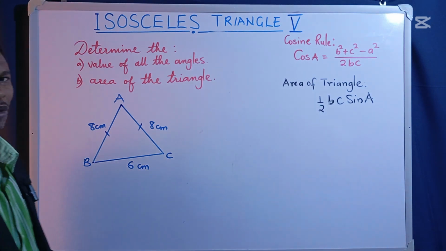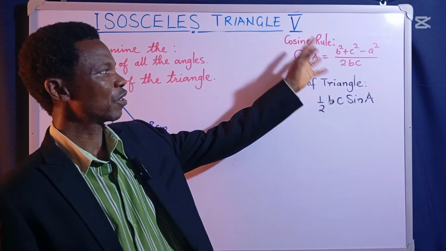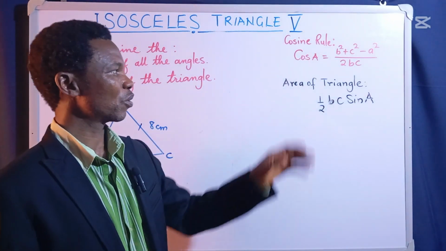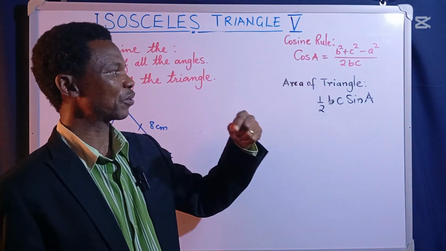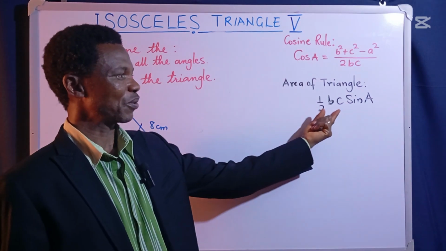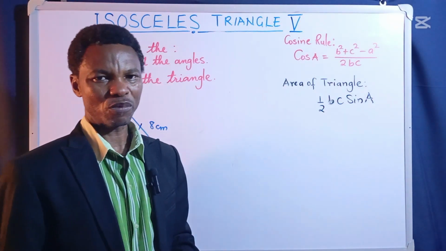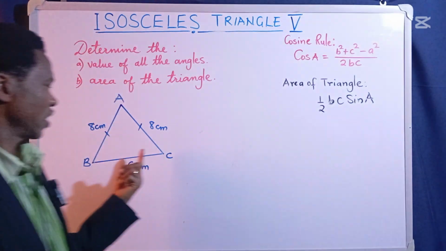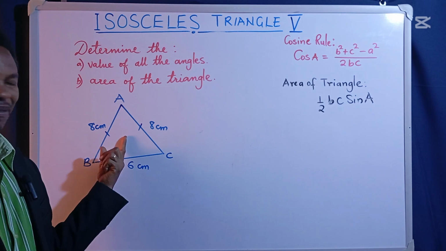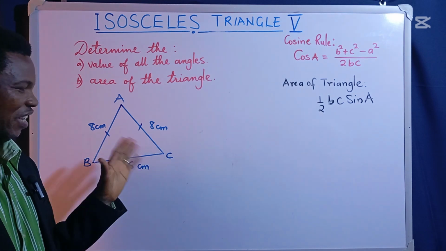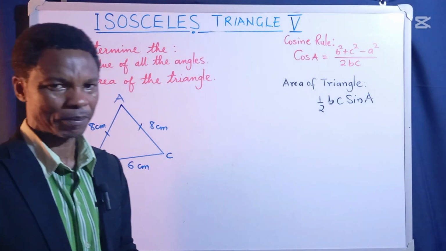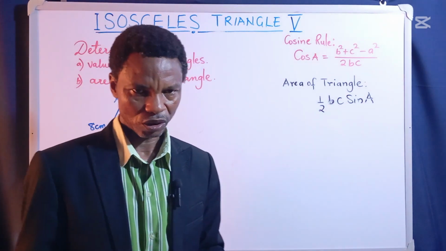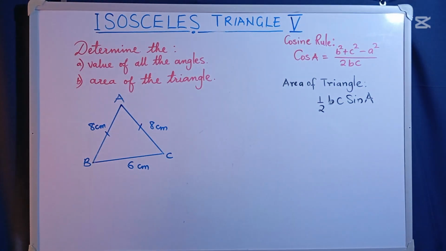So what we are going to do, we are going to apply two particular rules to this. We're going to relate it to the cosine rule, and then we can use the trigonometry formula for the area of a triangle to calculate it. You can also use Heron's formula to calculate this, but in this particular video, I'm going to look at using the cosine rule. Okay, so let's continue. The first thing we're going to do is to find the angles.